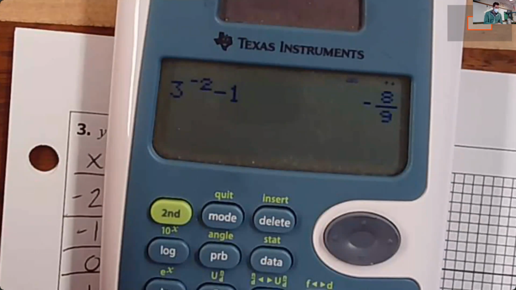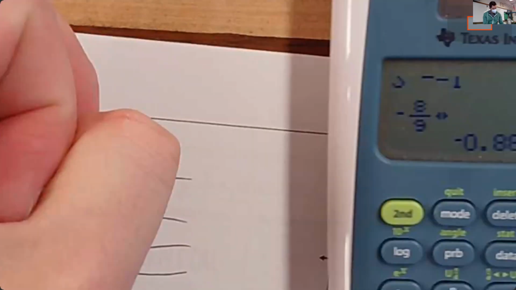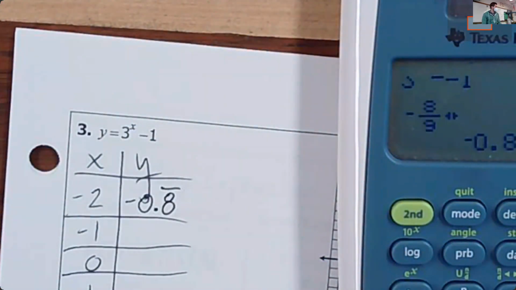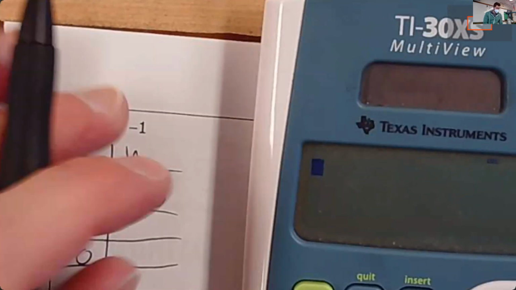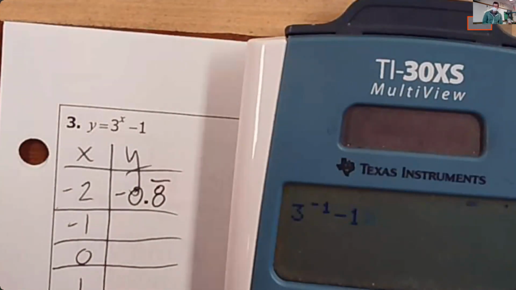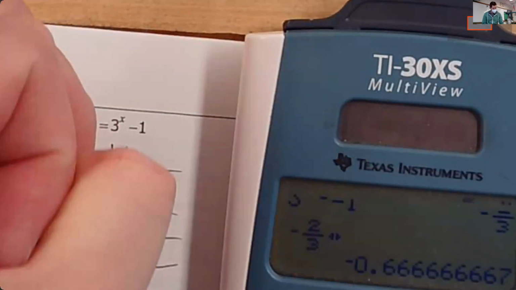We're going to go ahead and convert that to a decimal, which is -0.8 repeating. So almost at -1, but not quite. And then we're going to go through and do the rest of these. So 3 to the -1 power minus 1. That's -2/3, which would be -0.6 repeating.